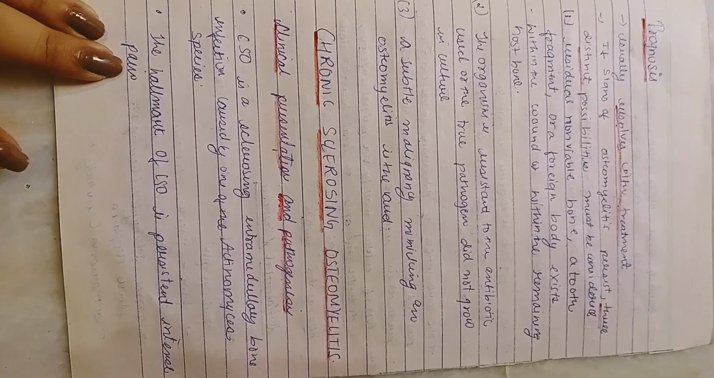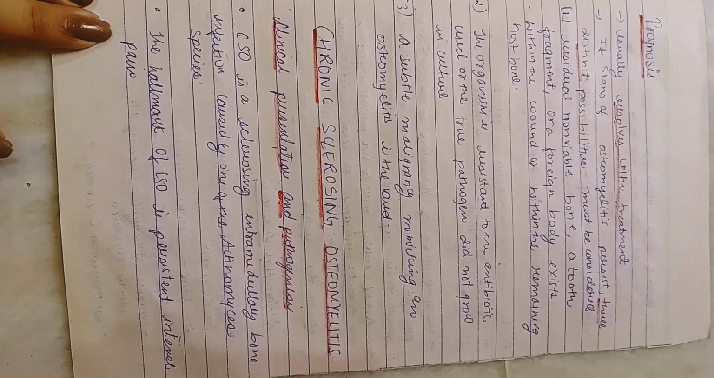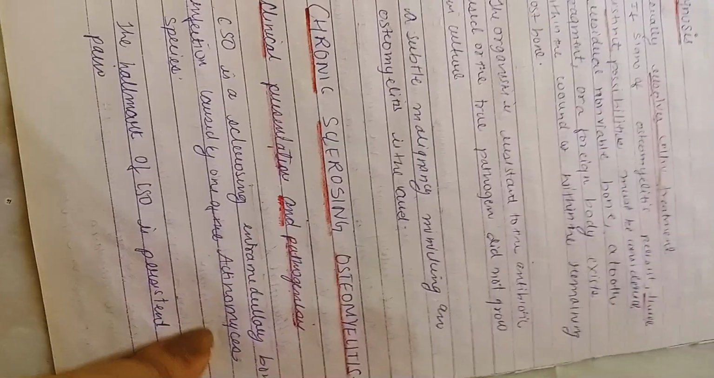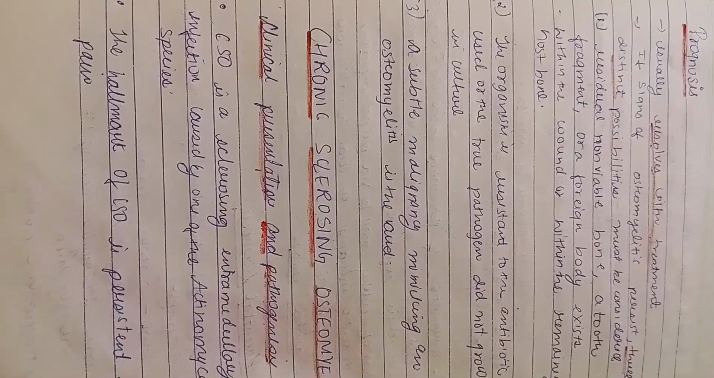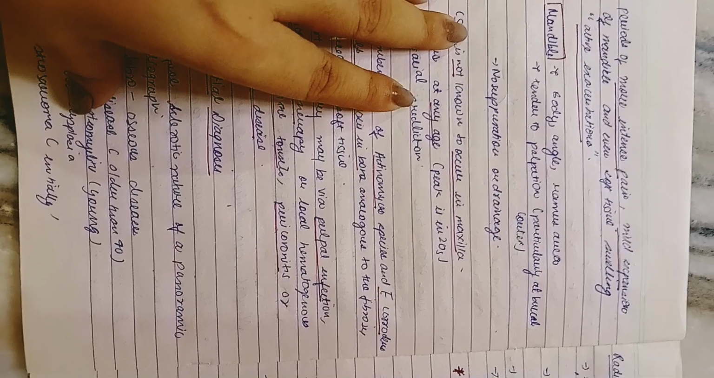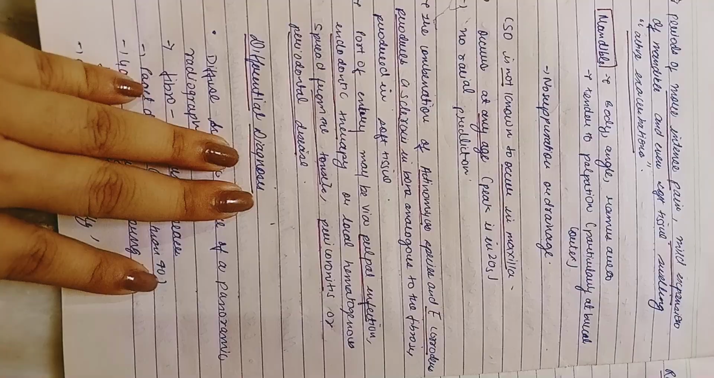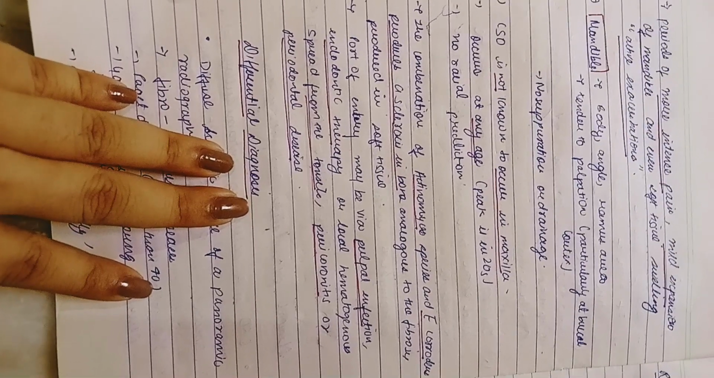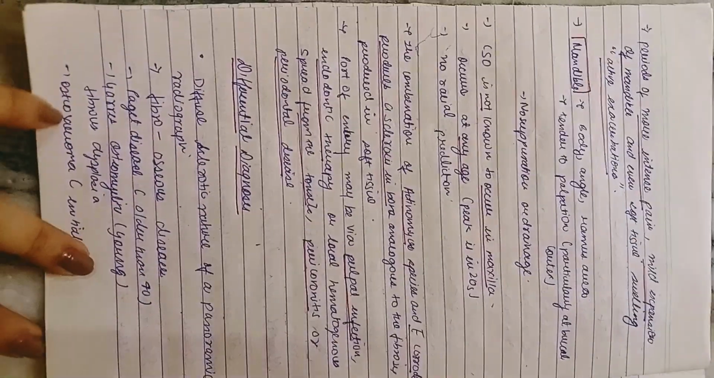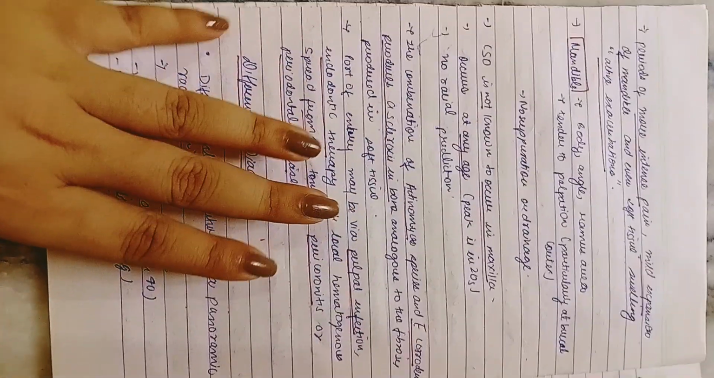The hallmark of CSO, that is chronic sclerosing osteomyelitis, is persistent intense pain. तो ये जो पेन रहेगा वो इंटेंस रहेगा और persistent रहेगा. This is the hallmark of CSO. Now, periods of more intense pain, mild expansion of mandible, and even soft tissue swelling, which is known as active exacerbations, is also a feature of CSO. But intense pain will be there, persistent.